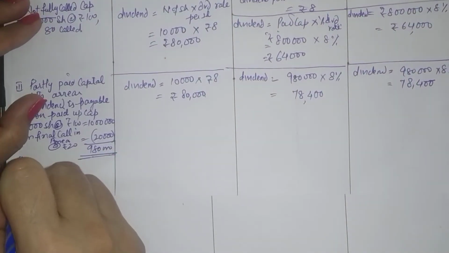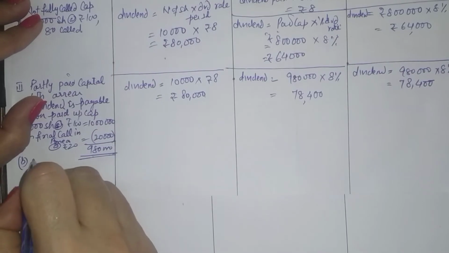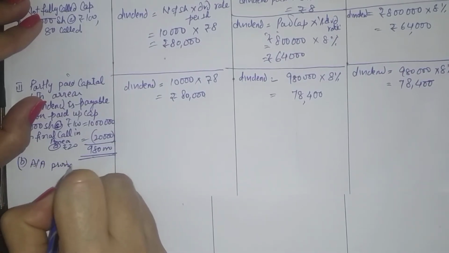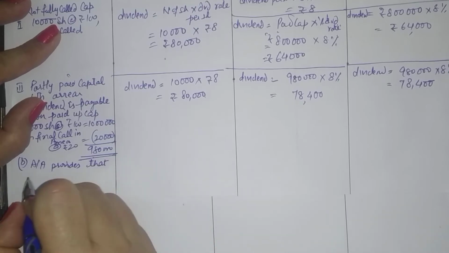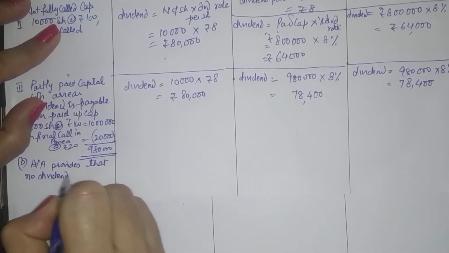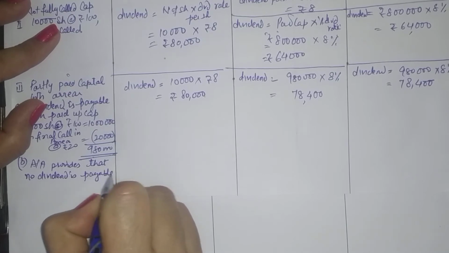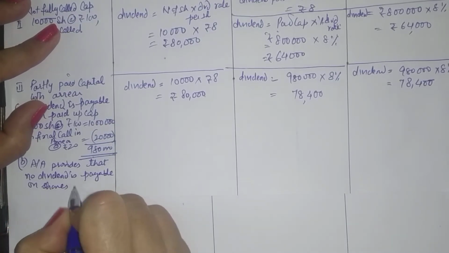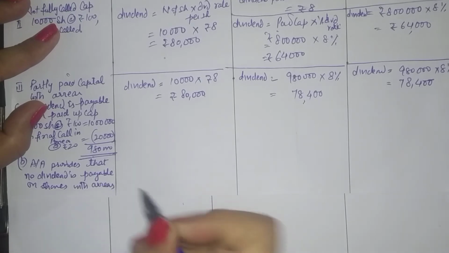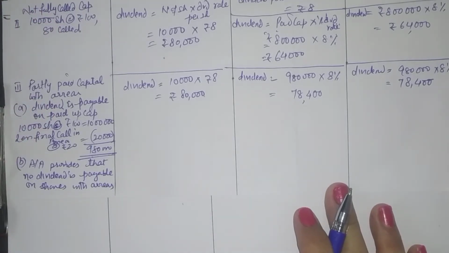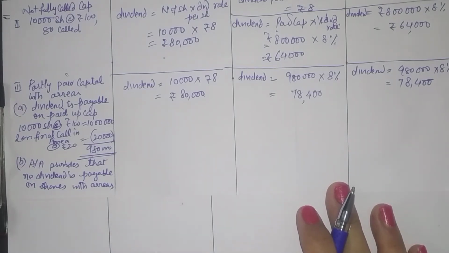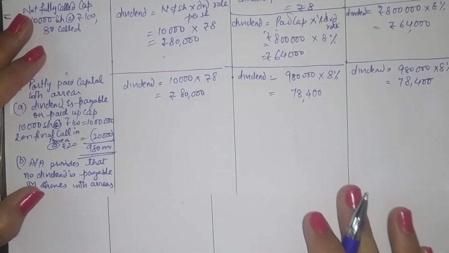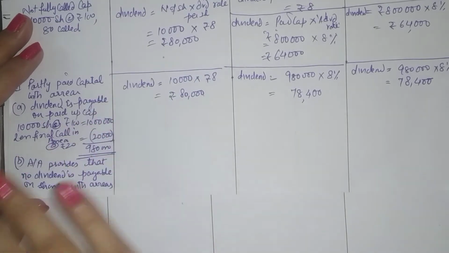Sometimes companies include a particular provision in the articles that no dividend is payable on shares with arrears. So you are not to pay dividend on the shares which are having arrears. So now you are to altogether cancel the dividend on the shares which are having arrears. If any person who hasn't paid the amount of call, who is having calls in arrear, whether he is having some amount as paid, he won't be given any dividend.